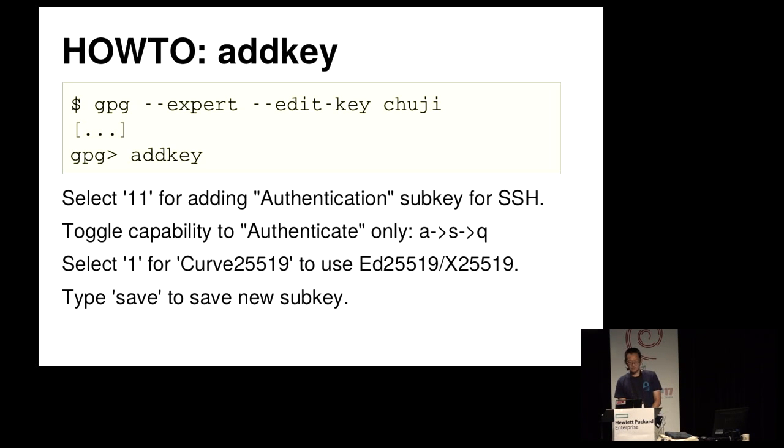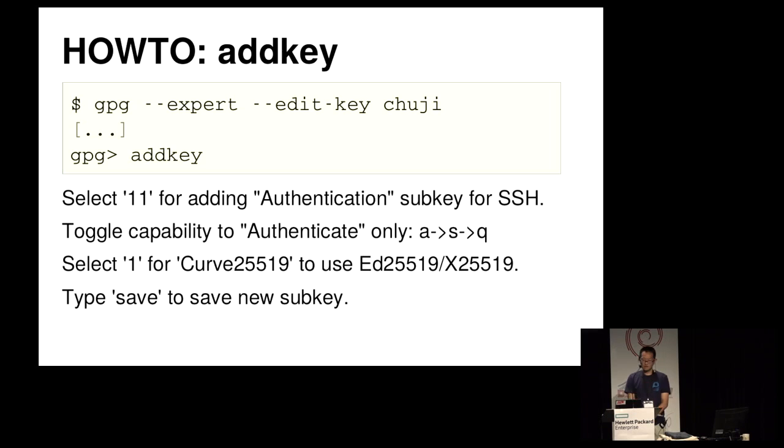And here is the session on the command line. You need the --expert option. Here is the example. It is a username or a fingerprint. Then you invoke the subcommand addkey, then select number 11, adding an authentication subkey for SSH.